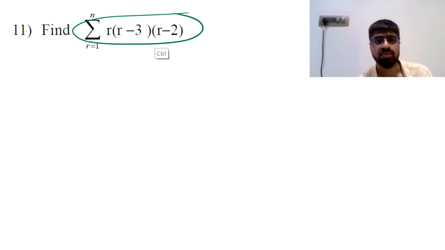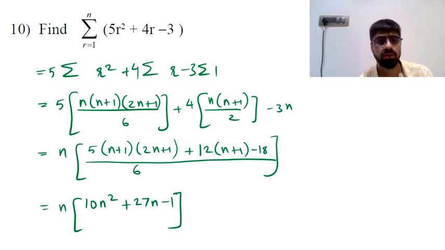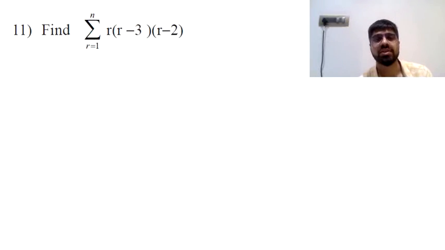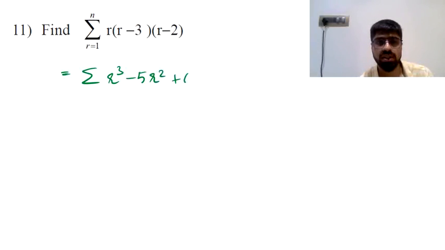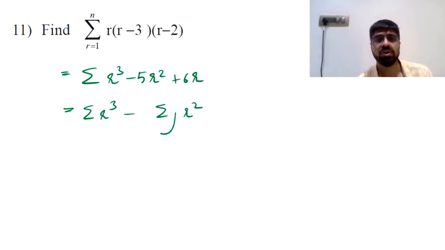All you need to do is expand these, expand the brackets here. So this is going to give you summation of, it will be r square minus 5r plus 6, and into r makes it r cube minus 5r square plus 6r. Split the summation, so that gives you summation r cube minus summation of 5r square, but that 5 is a constant, can be taken out of the summation, so it will be minus 5 times summation r square plus summation of 6r, and that can be written as 6 times summation of r.